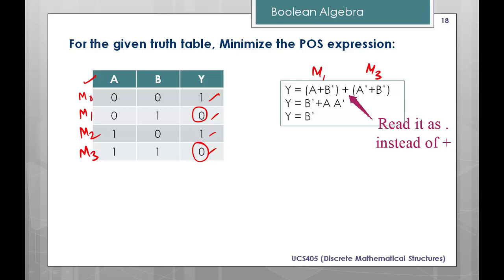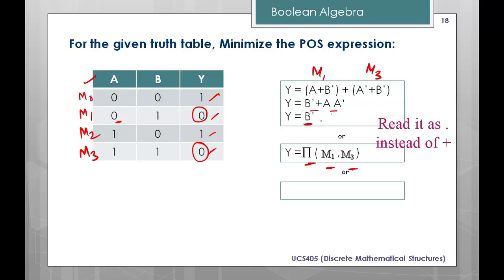Now here 0 is simply A plus B bar, and A bar plus B bar. Just apply the distributive law: B bar plus A bar A, and A bar A is 0. So after minimization your answer is B bar. Or the question can be asked in this way: product of sums is represented using the symbol pi, and at the positions where 0 is coming, M1 and M3. Or pi M1, 3.